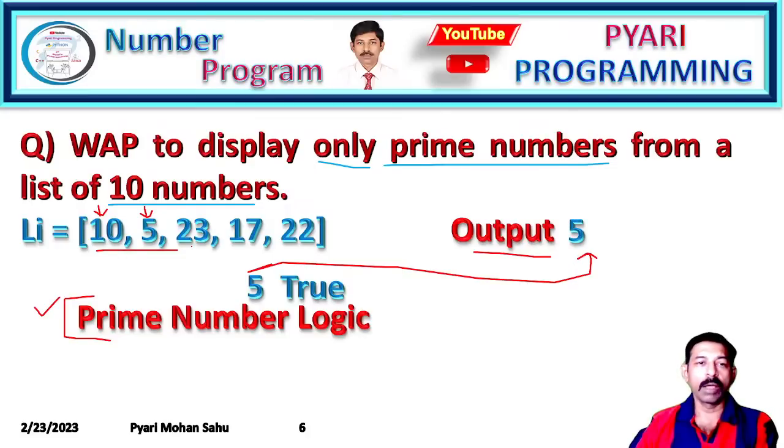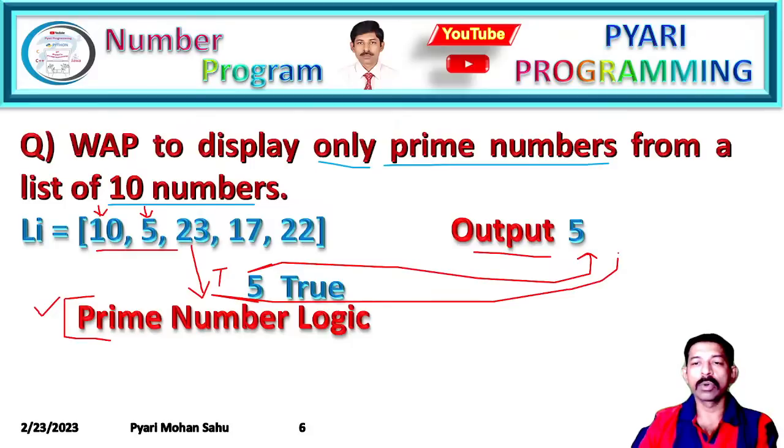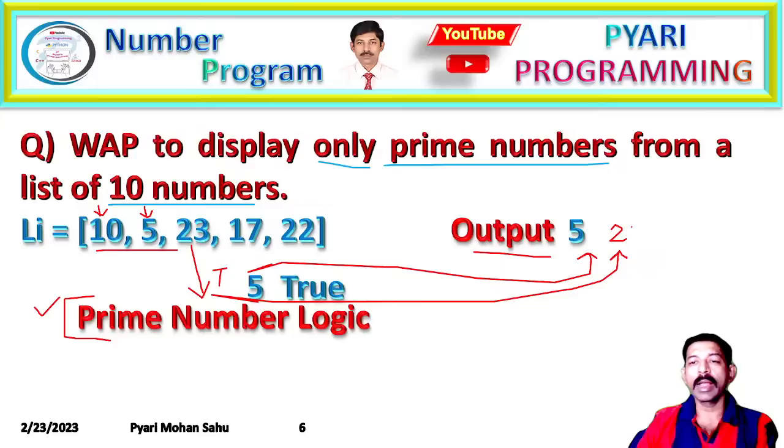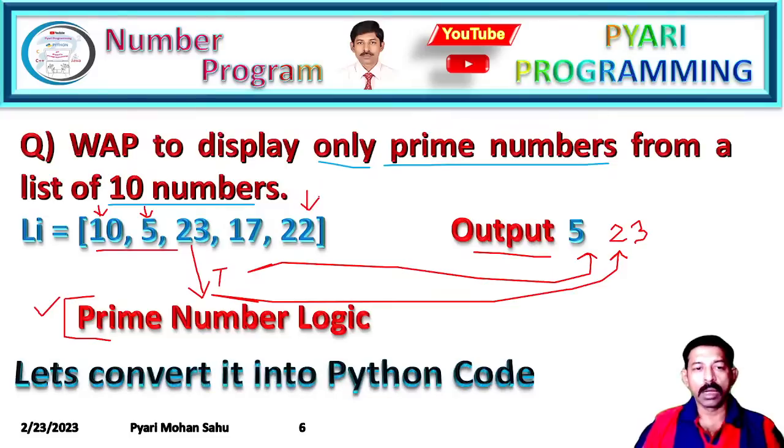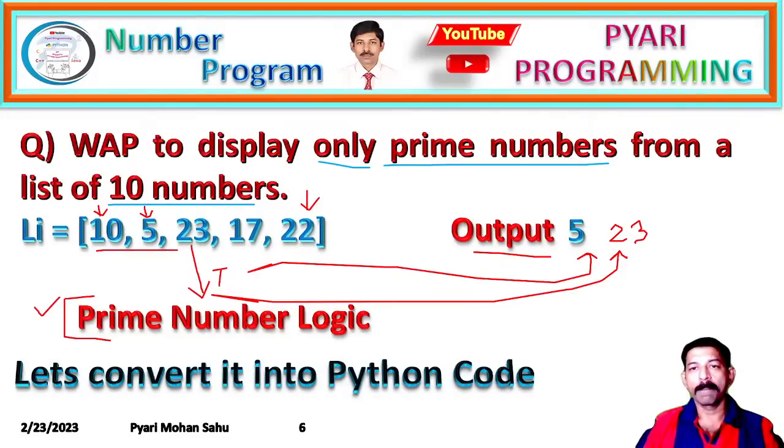Next time I will check whether 23 is a prime number or not. Yes, 23 is a prime number, true. So it will be included in my output. Like this, I will move up to the end of the list. यहां तक मुझे जाना. Now understood the mechanism? So that will apply it in the program.